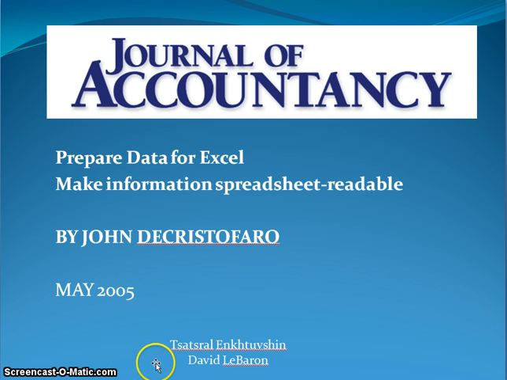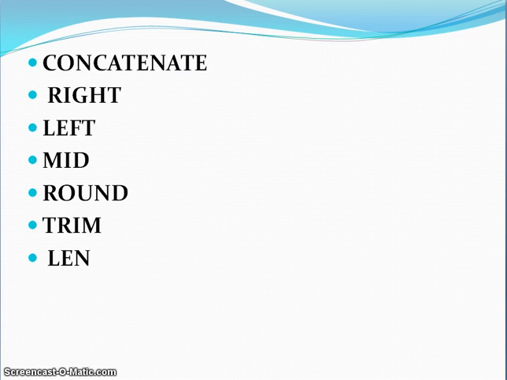I, along with my partner, Tsutsuro Ngdushin, will be summarizing an article written by John DeCristofaro in May 2005 in the Journal of Accountancy. The title of the article is Prepare Data for Excel. The purpose is to make information in the spreadsheets readable in Excel. In this article, he talks about the different functions that we will summarize. The first is to concatenate, right, left, mid, round, trim, and len.